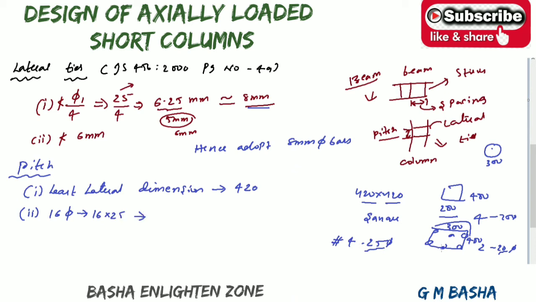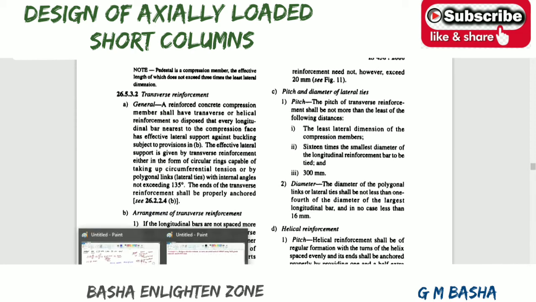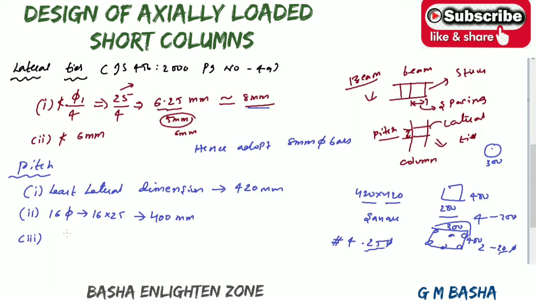But somebody may use, for rectangular columns, 4 bars of 25 dia and 2 bars of 20. At that time you take the least of the two dia bars. Simplifying this, 25 times 16 gives almost 400 mm. And what about the third condition? The third condition is 300 mm.